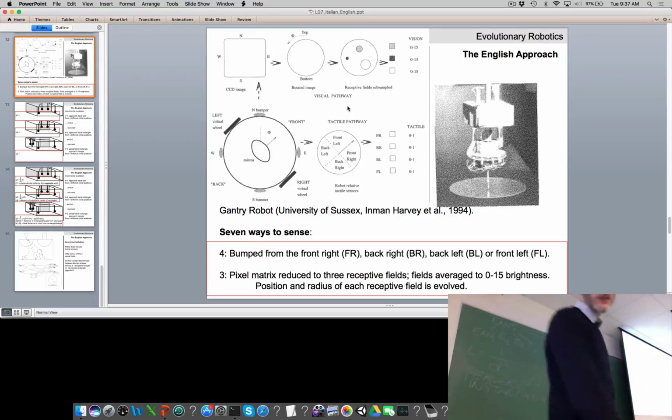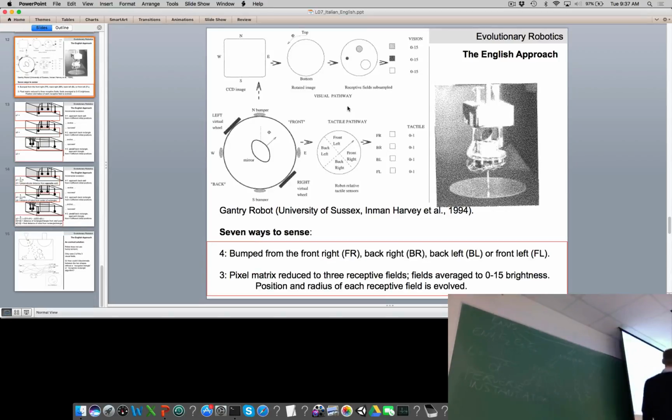So let's see this in a little more detail. I mentioned touch already. We've got this little circle here, a bump sensor. So we're going to simulate 4 touch sensors. Was this little circle bumped from the front right, back right, back left, or front left? So our robot, in essence, has 4 virtual touch sensors arranged around it.